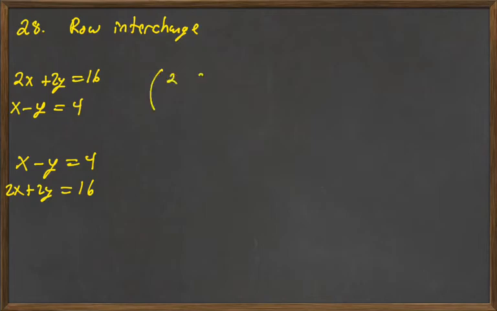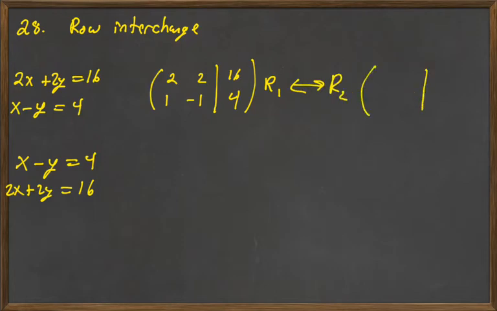So what it looks like with a matrix is we go ahead and drop the variables. So 2, 2, 1, and minus 1 are the coefficients for the x's and y's. And then on the other side of the equal sign is 16 and 4. The way we write this is row 1, and then we use a double arrow like that. That means to interchange or swap with row 2. And so all we do is interchange the two rows. The bottom row was 1, negative 1, 4, and the top row was 2, 2, 16. So we just change those.